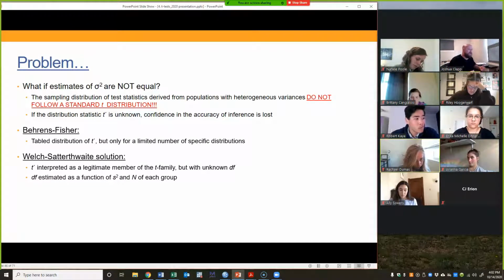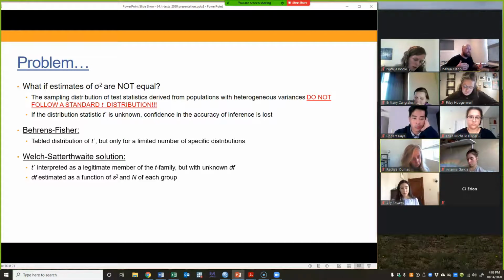So I've gone through and I've calculated a test statistic using samples from populations with different variances. Welch-Satterthwaite assumes that the sampling distribution of my test statistic does follow a t distribution. We just don't know what t distribution it follows. It should be the distribution associated with the degrees of freedom in my sample, but we know with a high violation of homogeneity of variance it doesn't, right?